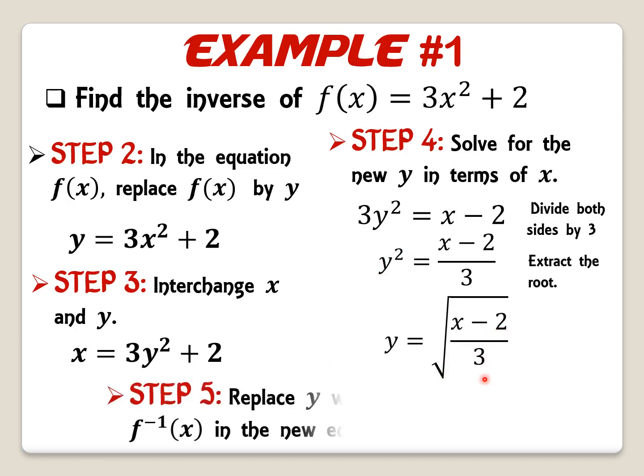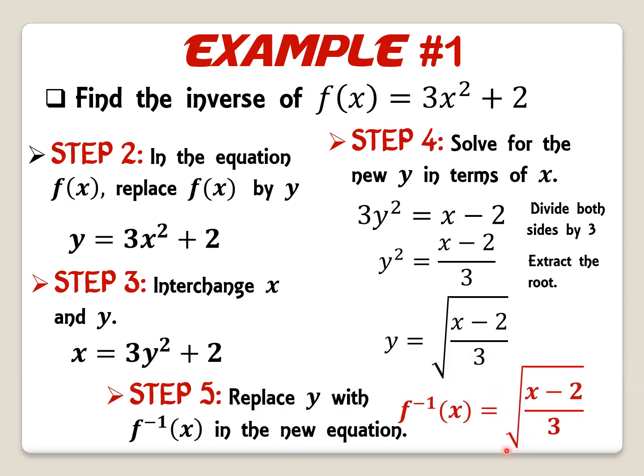And then the last step is to replace y with the inverse function in the new equation. So therefore, your final answer will be this one. The inverse function of f of x is equal to 3x squared plus 2 will be the square root of x minus 2 divided by 3. I hope you did get this, the step-by-step procedure.